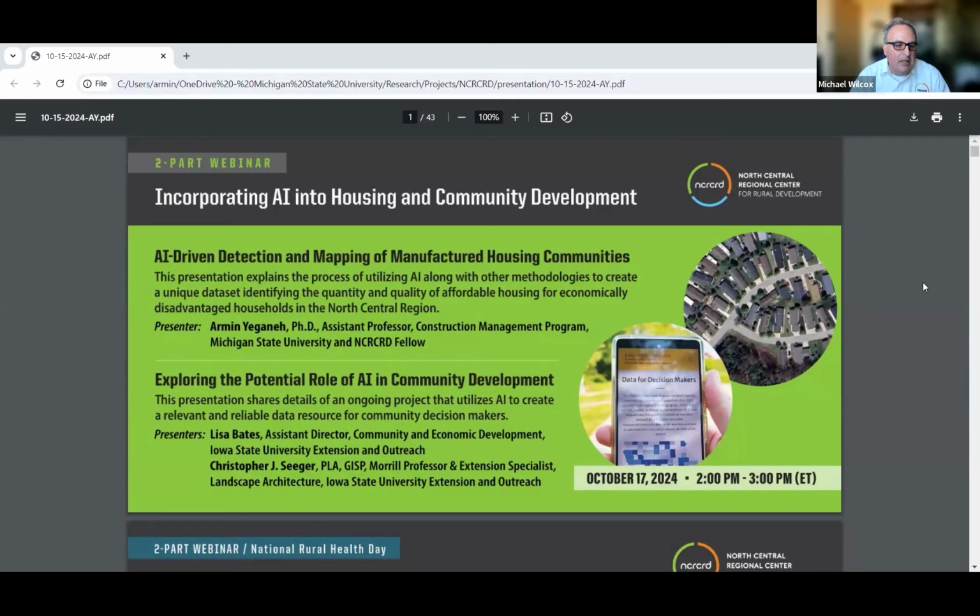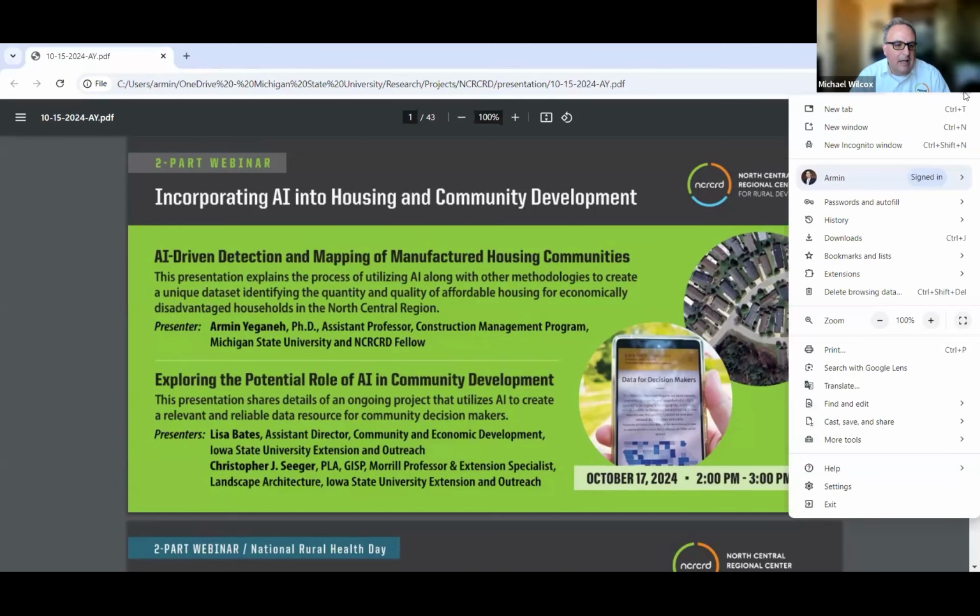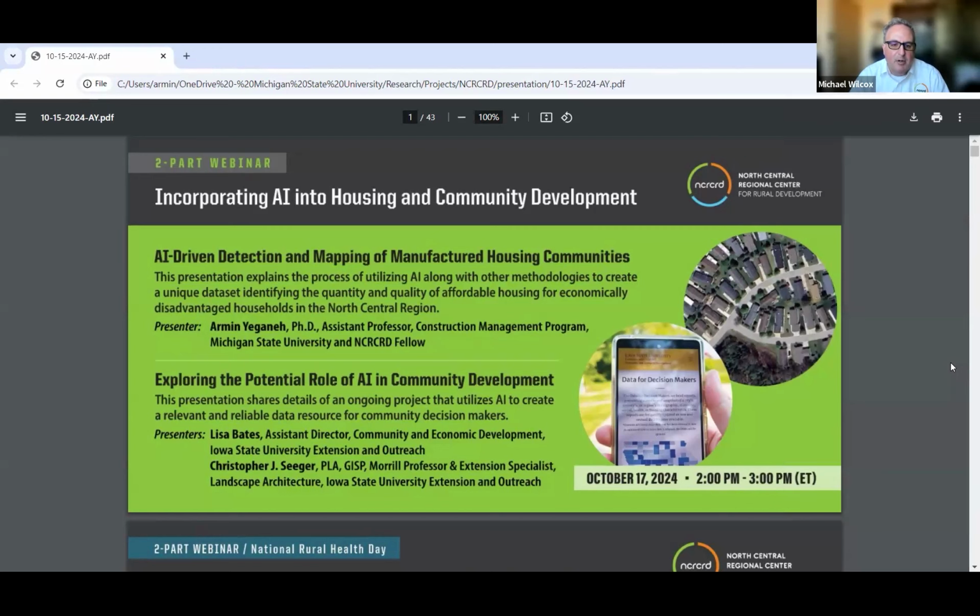And our colleague Chris Seeger is also joining us. He's PLA and GISP. He's the Morrill Professor and Extension Specialist in Landscape Architecture at Iowa State University Extension and Outreach. And as the director of the Indicators Program, Professor Seeger aims to provide community demographic, health, and economic data resources to the public and local decision makers.